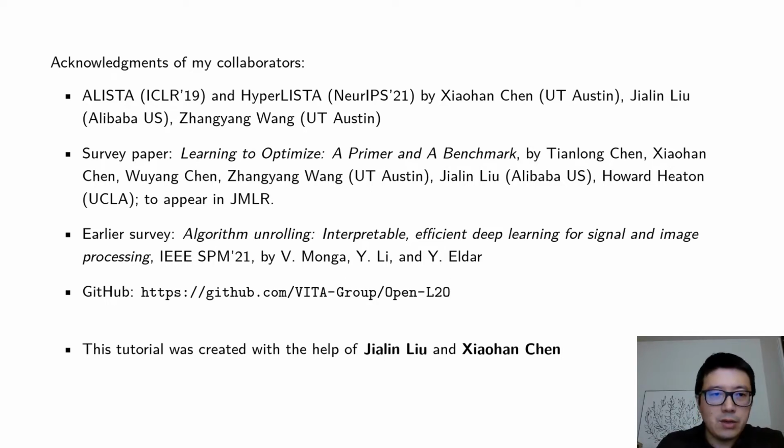I also looked at the early survey, Algorithm Unrolling: Interpretable, Efficient Deep Learning for Signal and Image Processing, which covers more applications than this particular tutorial. It was written in 2019 and published in last year's IEEE Signal Processing Magazine. I encourage all the interested audience to download the code and try to reproduce the results. Several slides of the tutorial were created with help from my colleague Jialing Liu at Alibaba and Xiaohan Chen, who's graduating from UT Austin, Professor Zhangyang Wang's group.